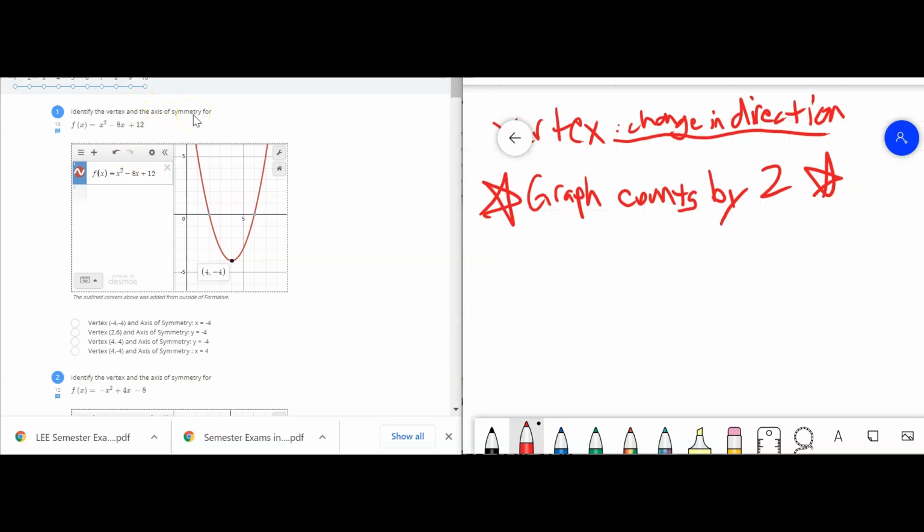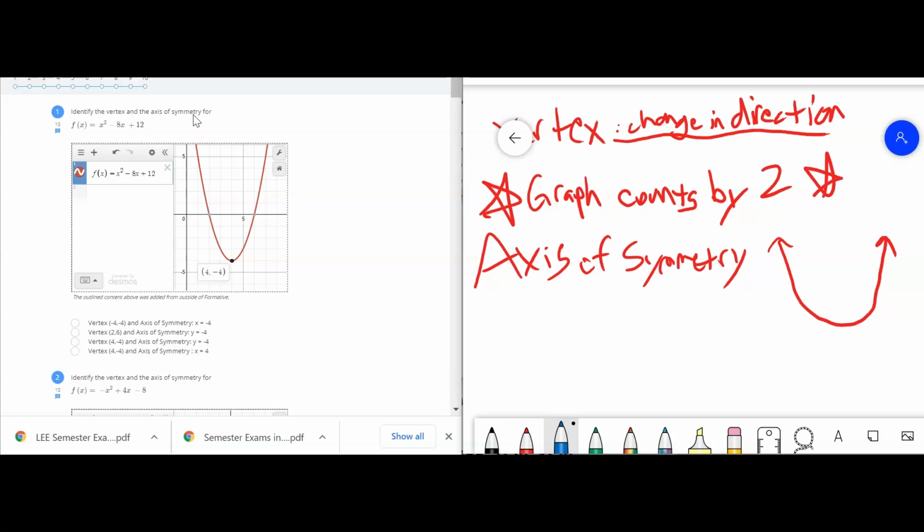Axis of symmetry. I'm sorry, my handwriting is bad on a laptop. But if you've got a parabola, that's not perfect, the axis of symmetry looks like this, straight down the middle. It goes through that vertex, and it's x equals the x value, okay? So again, the axis of symmetry is x equals a number. And what's the x value of that vertex?